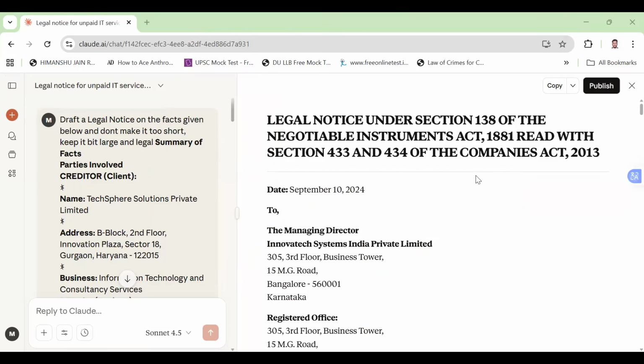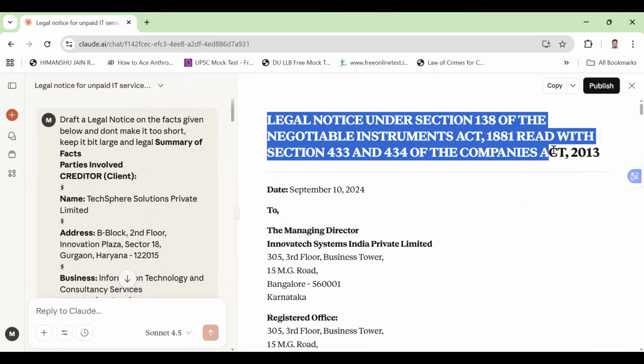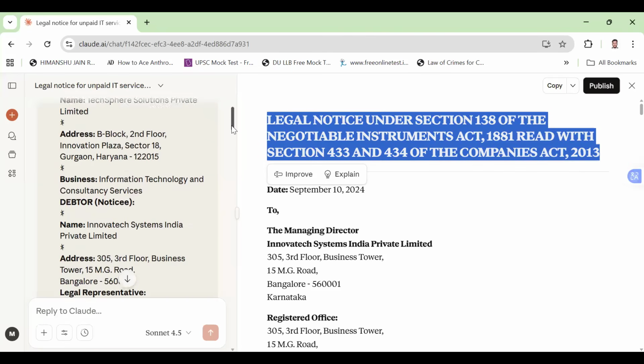Yeah. So you can see that we have written this, it is showing legal notice under section 138. Just wait a second. Just skip this part. This is not under 138. It may be written in the summary of the case.